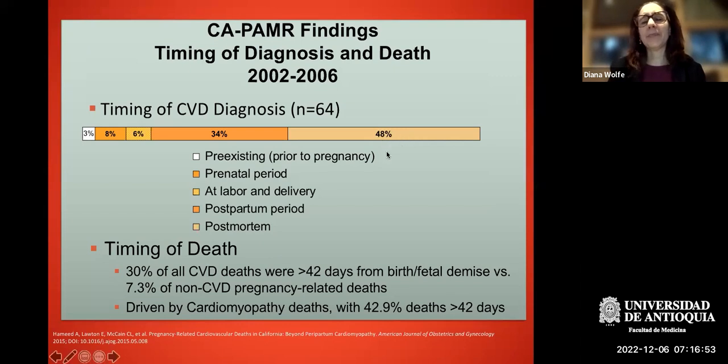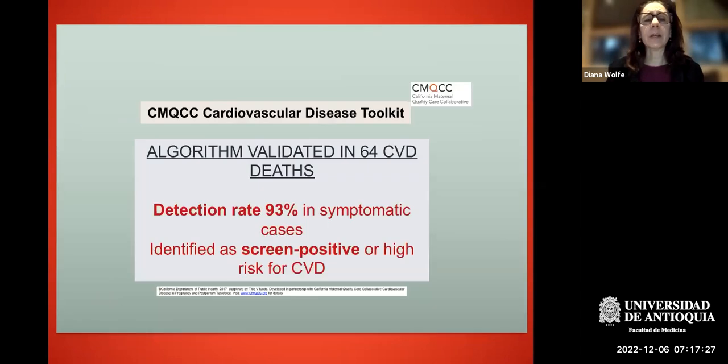Bueno, es unfortunate, pero la mayoría se describen que era cardíaca después de morir. Pero if you compare the prenatal period, labor and delivery, and postpartum, the majority of the deaths happened postpartum, more than pre-existing, more than prenatal, more than labor. Entonces, este es muy importante.